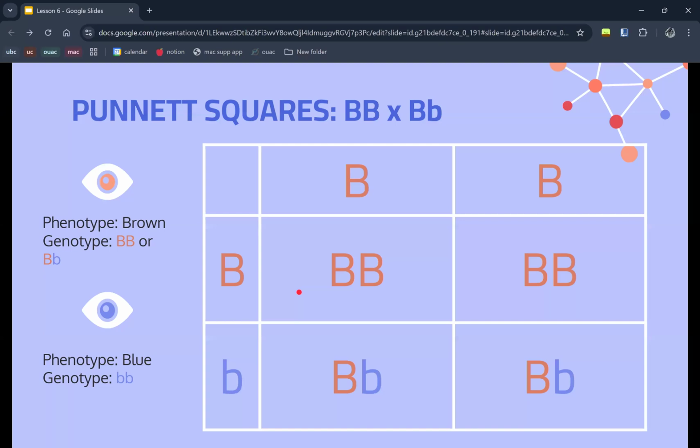So another example is crossing capital B, capital B with capital B, lowercase b. In this case, you can see that every offspring will have at least one dominant allele. So our phenotypic ratio in this case is 4 brown eyes to 0 blue eyes.